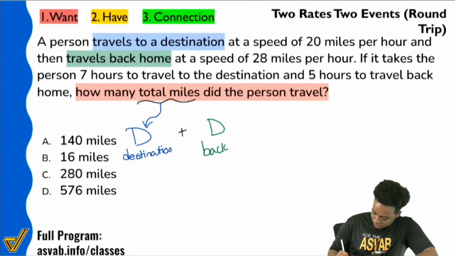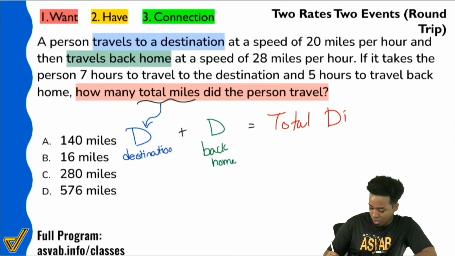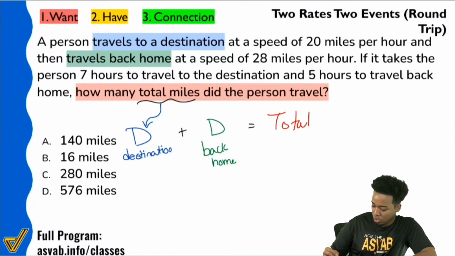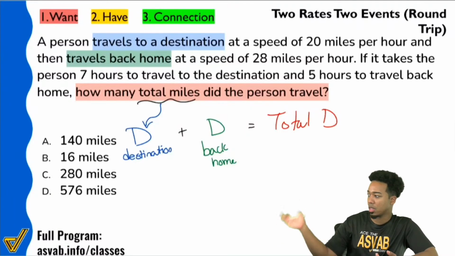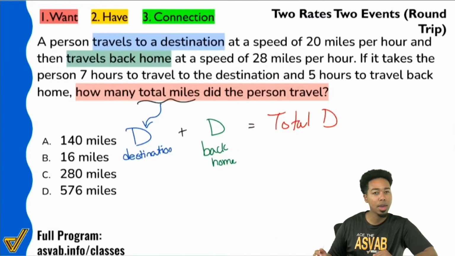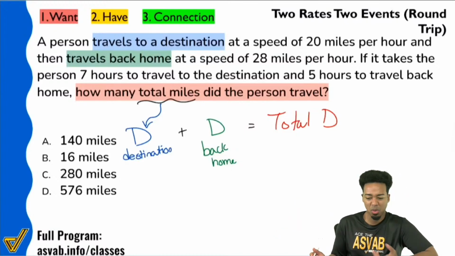The distance to the destination plus the distance back home, that's going to be the total distance. Is that intuitive enough? Is that sensible to you in terms of the real world? If I want to find the total distance and we're talking about going there and back home, you find how long it is there, how far it is back home, and you add them up, right? That seems like that would make sense.